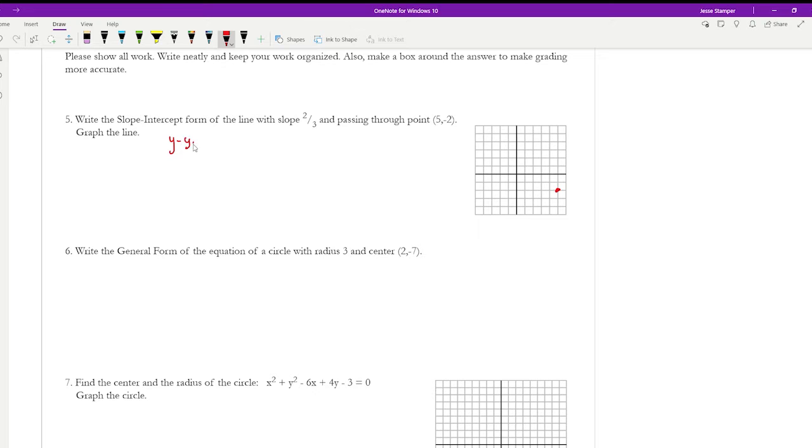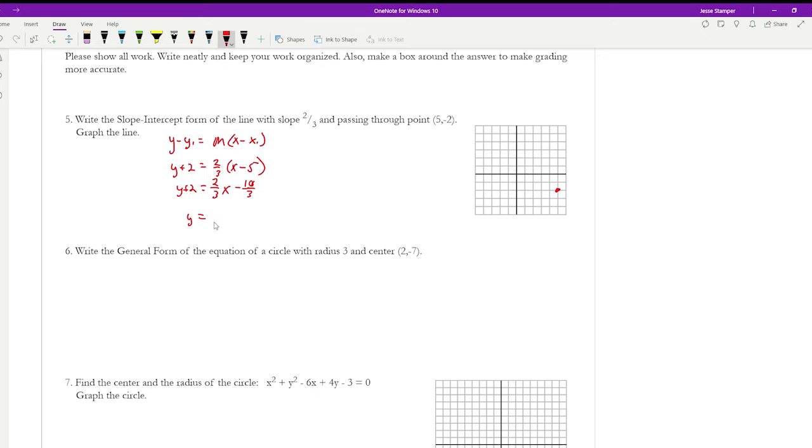y minus y1 equals m times (x minus x1). That makes it quick and easy. y minus -2 is y plus 2. m is 2/3 times (x minus 5). Okay, well that's y plus 2 equals 2/3 x minus 10/3. Because 5 times 2/3, 5 times 2 is 10, over 3, it's still negative.